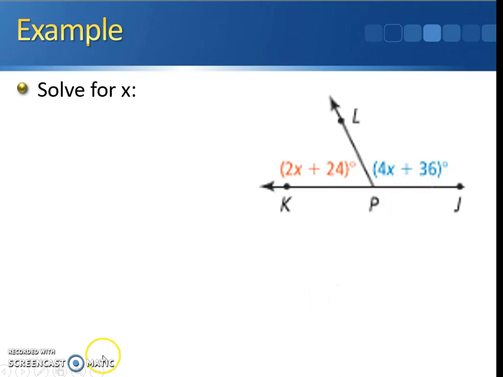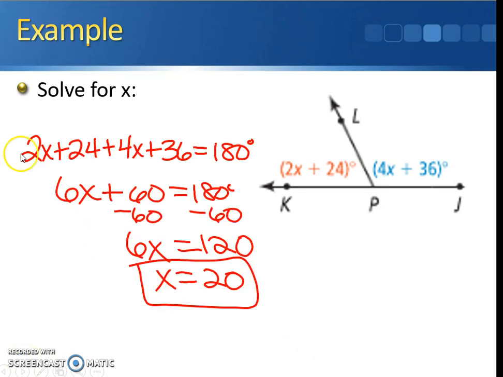Go ahead and pause the video and do your work here and check your answers. Pause the video. Here's the answer. 2x plus 4x is 6x. 24 plus 36 is 60, equals 180 because it's on a straight line. Subtract 60 on both sides. 6x equals 120, divided by 6, x equals 20. So you can use supplementary angles to solve for x. If I ask you to find the angle, you can just plug in 20 for each x and then give me an angle. And when you add these two, you should get 180.